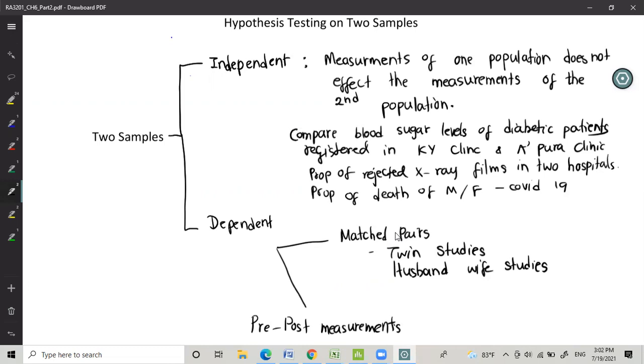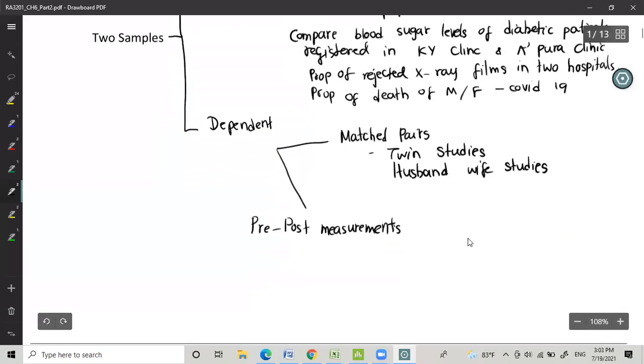And sometimes you plan the matched pairs. Say for example, you do a certain study, you find two patients who have very similar medical history, similar age, similar gender. So there also you can come up with matched pairs analysis, right?